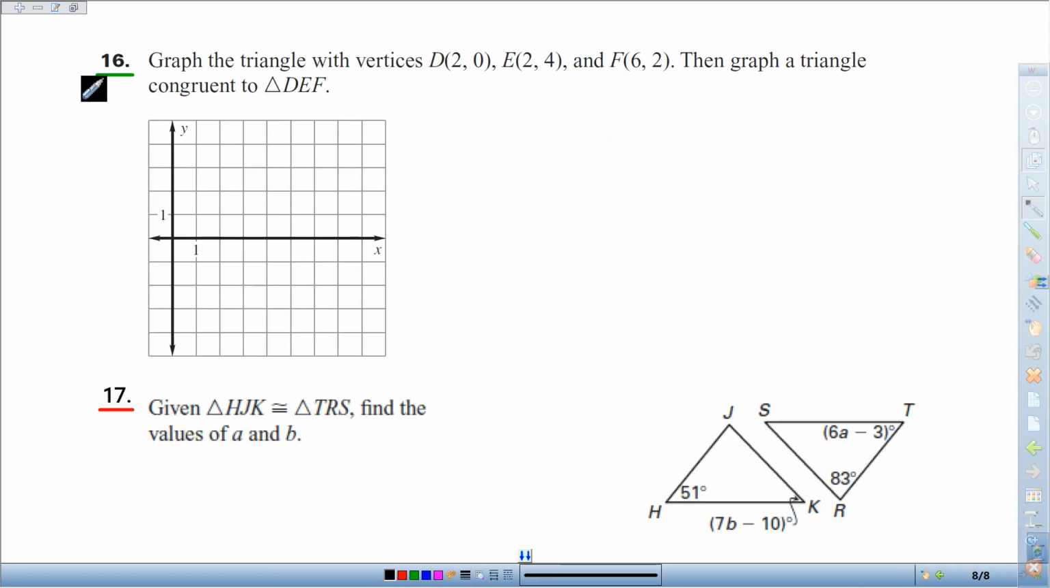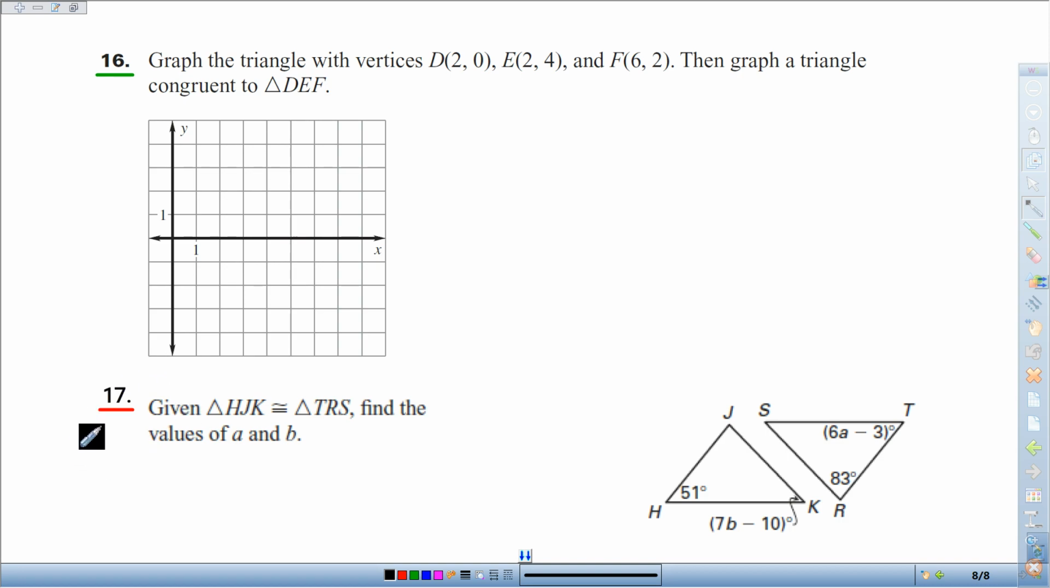Okay, number 16, I'm not going to do this problem, but I just want to point out, it's asking you to graph the triangle with these vertices. You're going to plot these 3 points and connect those dots and it'll create a triangle. Then it wants you to graph another triangle that's congruent to this one. So after you get that triangle, basically you just want to plot 3 other points that are the same distance from one another and make a congruent triangle. It's a pretty straightforward problem. Okay, so I'll leave that to you.